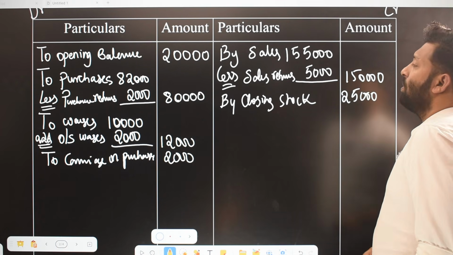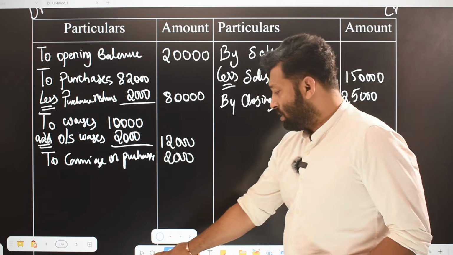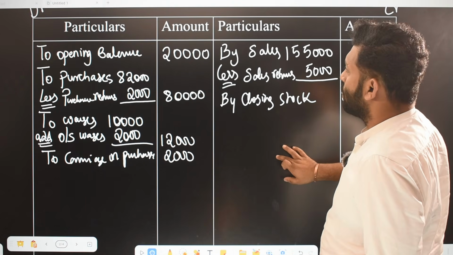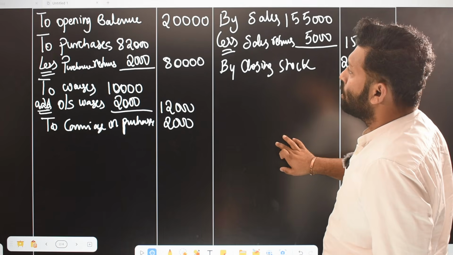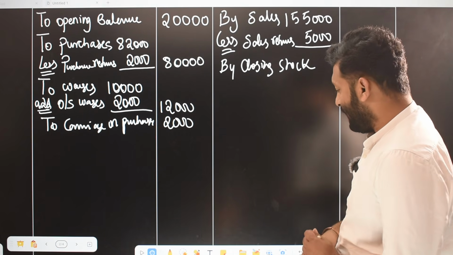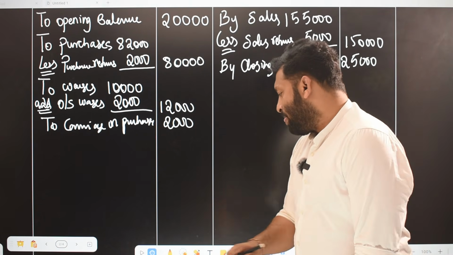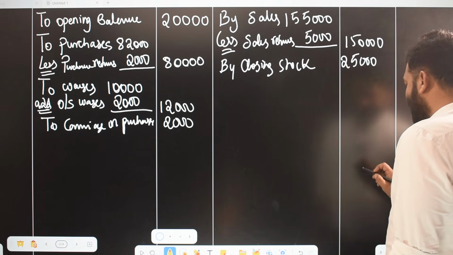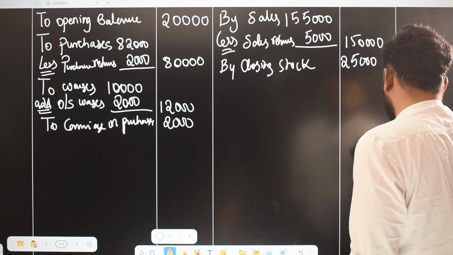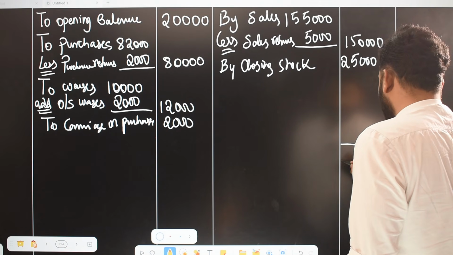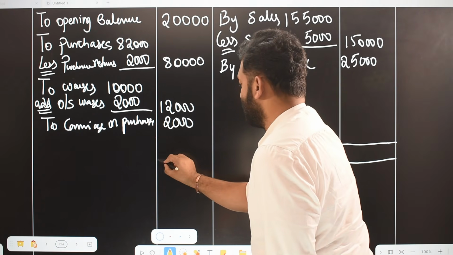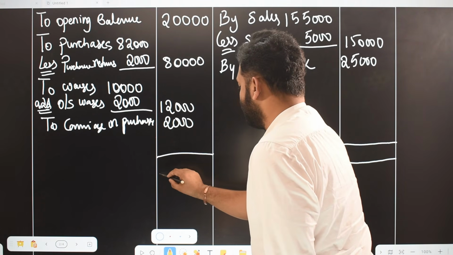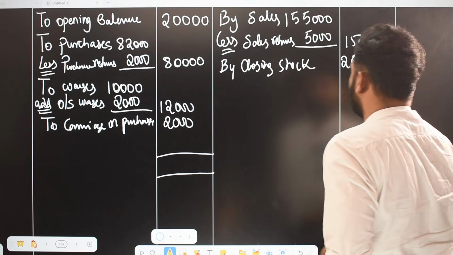So we're done with all the transactions in the trading account ma. Now balance the columns. See, your debit column is for the expenses, your credit column is for the incomes ma. So now, if your expenses are more than your incomes, it is a loss; if your income is more than your expenses, it is a profit. Now calculate whether we got profit or loss ma.